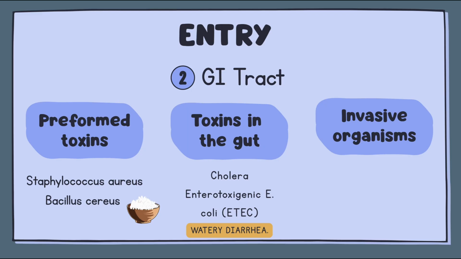Now, cholera is a very important example. Why? Because it can cause death by severe dehydration, because its toxin converts the intestinal epithelium from an absorptive state to a secretory state, and this leads to massive fluid loss and electrolyte loss.